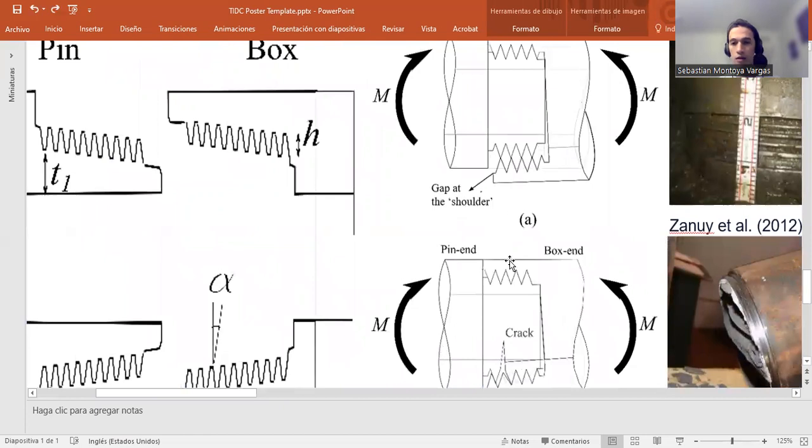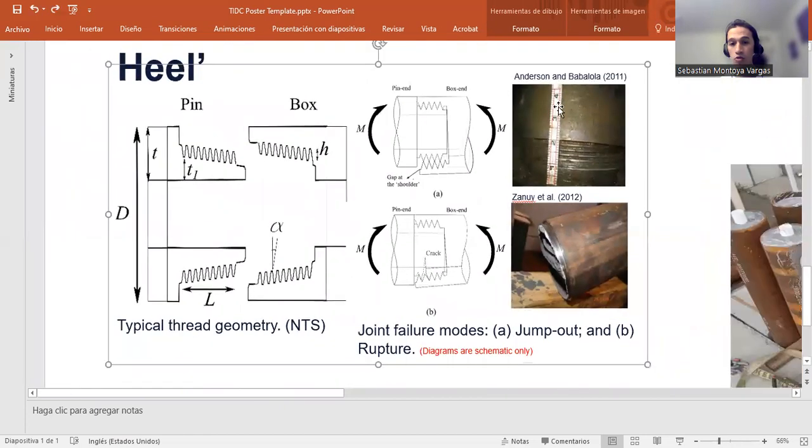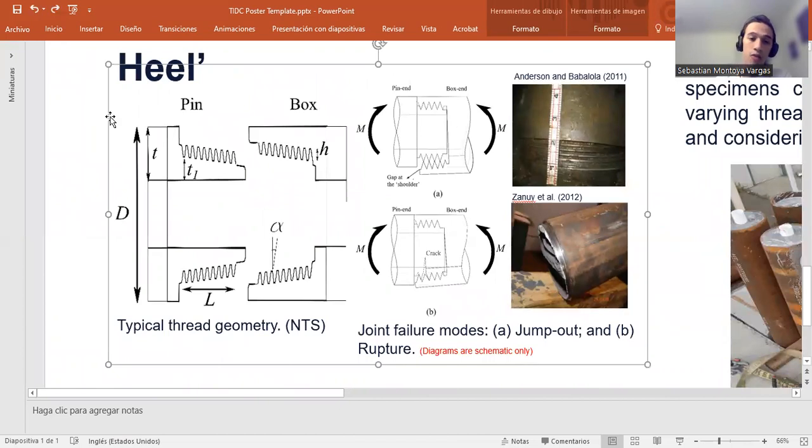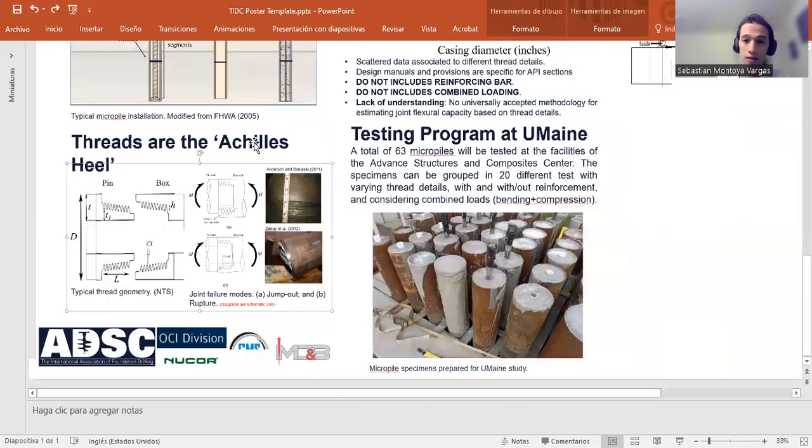As seen here, one of the failure modes is called jump out, in the upper right. What happens there is that the threads ride one over the other, losing contact between them. And as a consequence, you can't transfer any further bending moment. Another thing that can happen is that you develop a crack in your connection because you have a reduction in section, very likely stress concentrations and imperfections, so you develop a crack, that crack propagates, and it ends up disconnecting two pieces of the micropile. Consequently, there is no bending capacity.